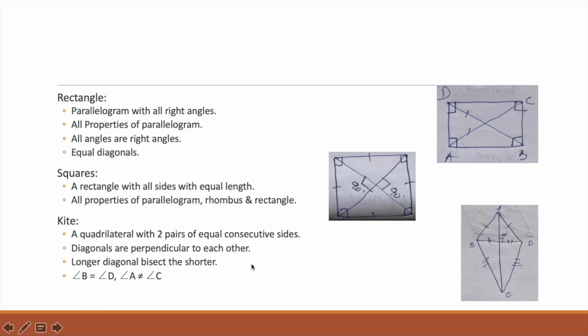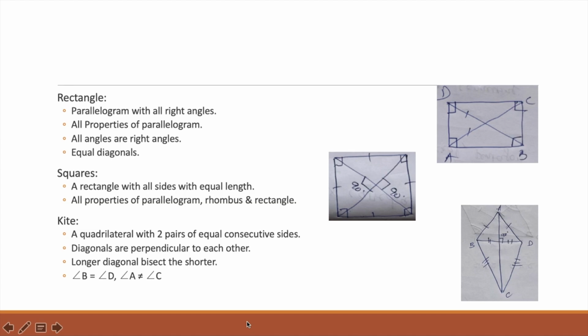Last in the series is a kite. This is very peculiar, but it's better to know its properties. Kite, a quadrilateral with two pairs of equal consecutive sides. These consecutive sides are equal, these consecutive sides are equal. Diagonals are perpendicular to each other. Longer diagonal is bisecting the shorter one.